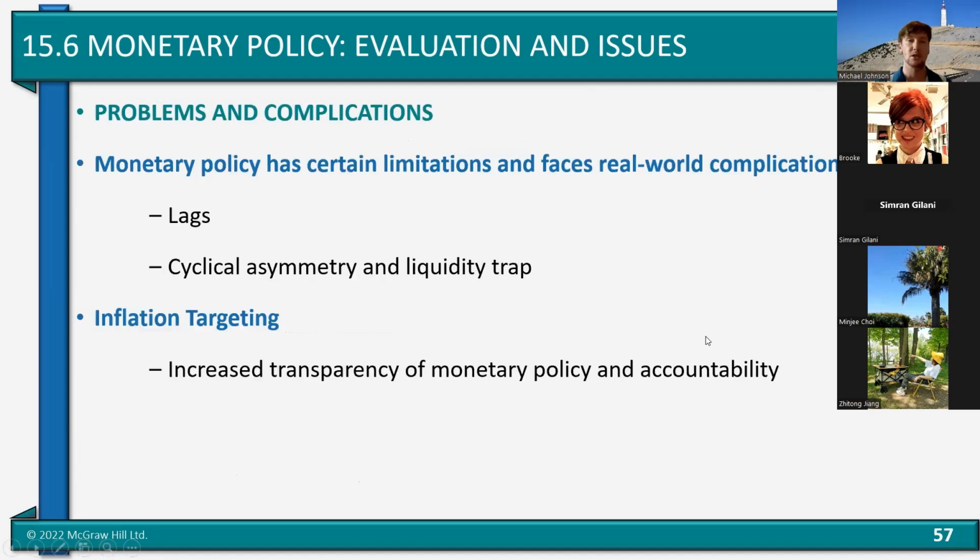So, problems and complications. Monetary policy has certain limitations and faces real world complications. So lags: it takes a while for it to take effect. You may change monetary policy now and it takes a while to take effect. Cyclical asymmetry and liquidity trap. Also inflation targeting, which increases transparency of monetary policy and accountability.